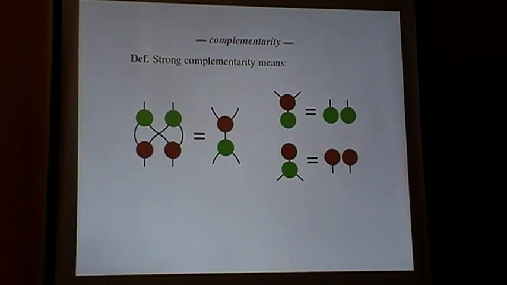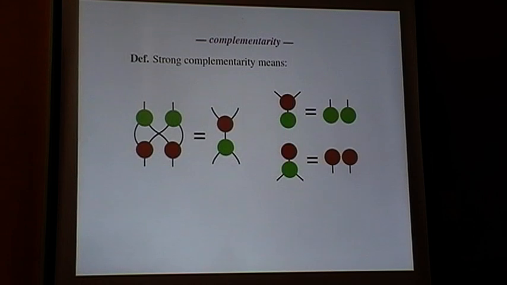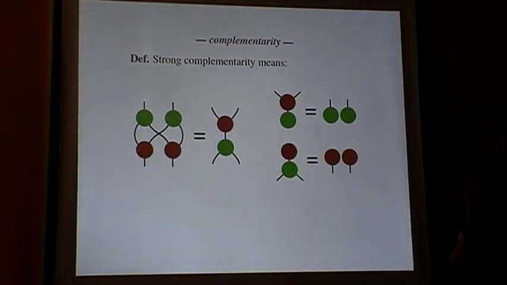It looks maybe not that similar to this, but you can actually show that this follows from this. And we call this a strong form of complementarity. It's all complementary observables up to dimension 4.